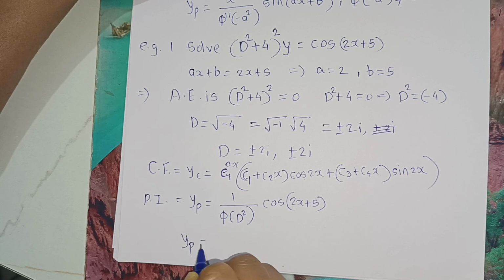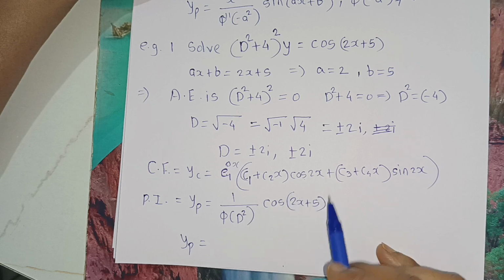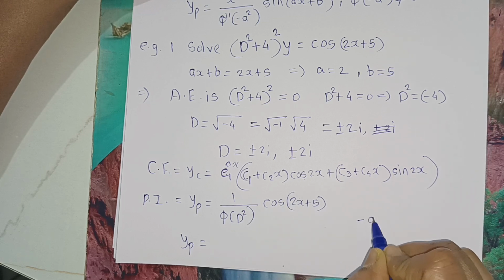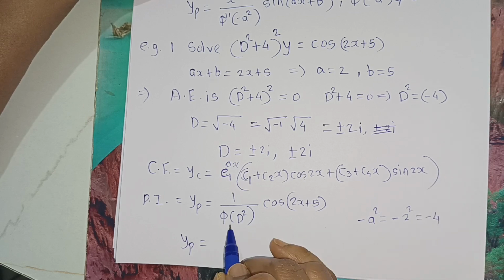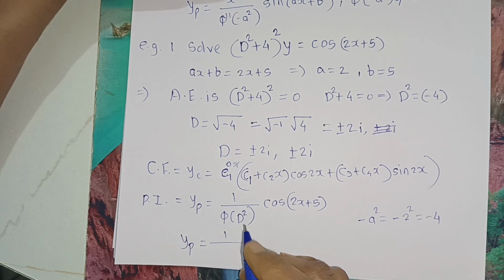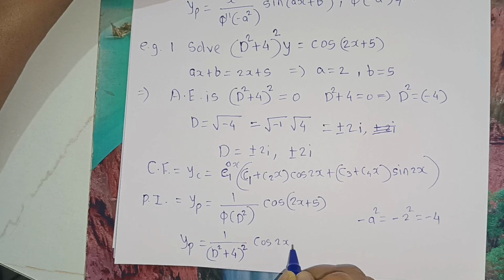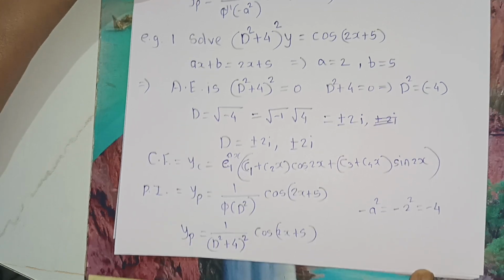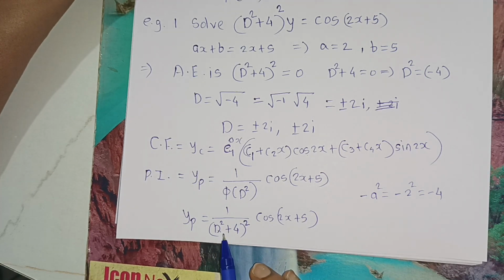So yp is equal to, what we do, we replace D square by minus a square. In this case a is equal to 2, so minus a square is equal to minus 2 square, that is minus 4. So we have to replace D square in the auxiliary polynomial, which is (D square plus 4) square, cos of 2x plus 5. So here we replace D square by minus 4. Minus 4 plus 4 will be 0. So this is not valid.